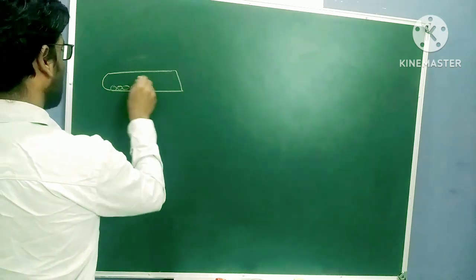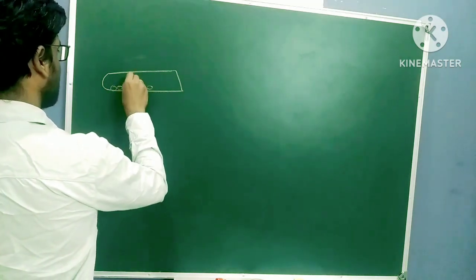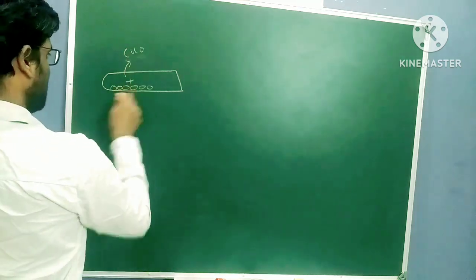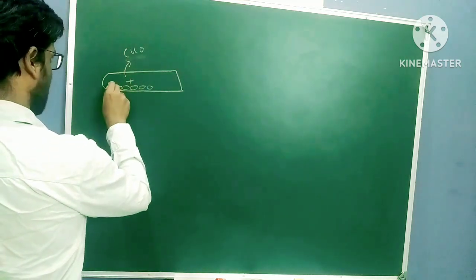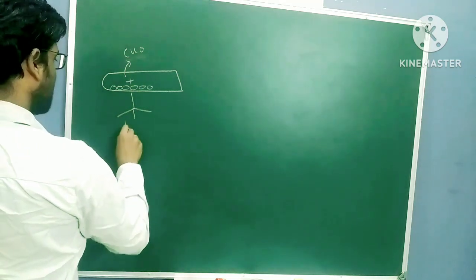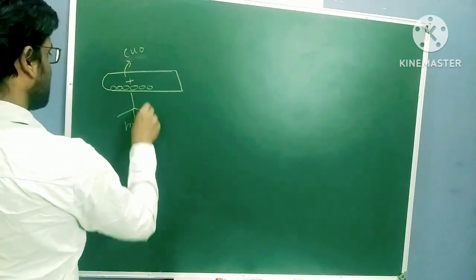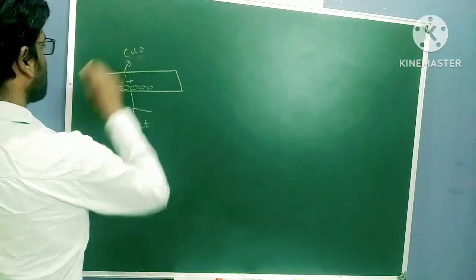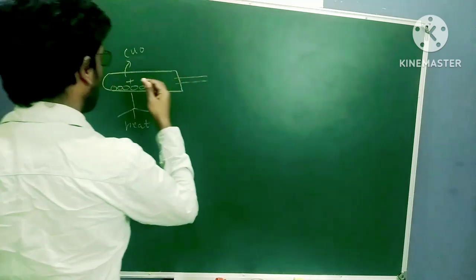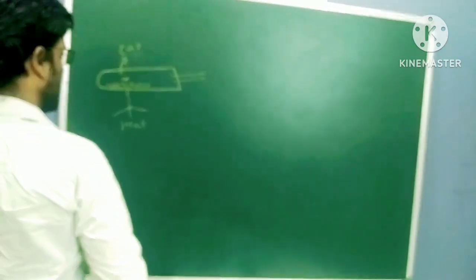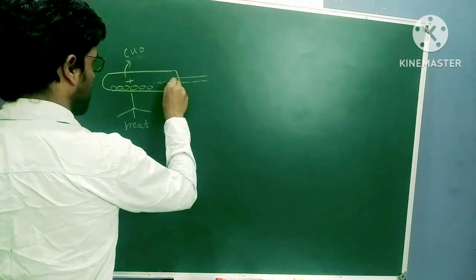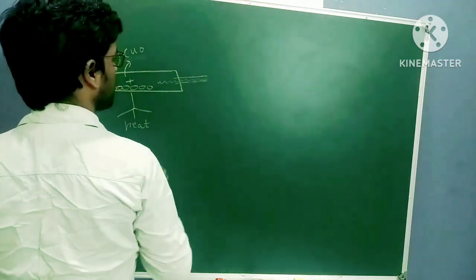Along with the organic compound, copper oxide is also there. That means I am heating this organic compound with this copper oxide. This is the heat, right? Now through this pipe, when I am heating the organic compound, vapors will release. So these vapors are passing through this pipe.